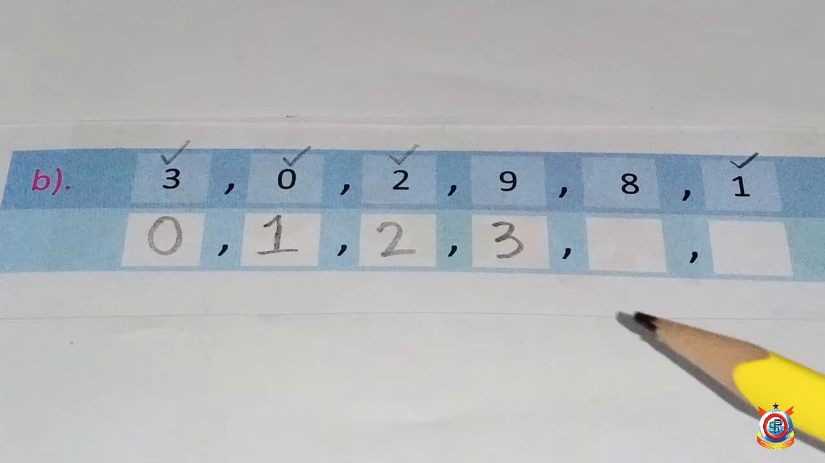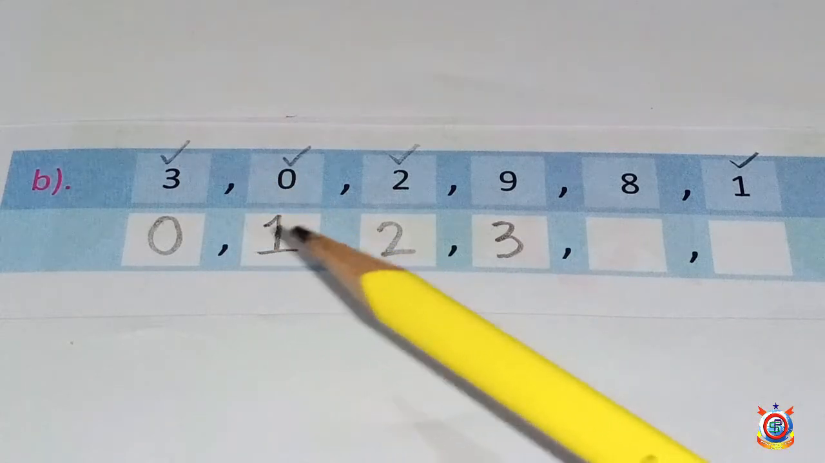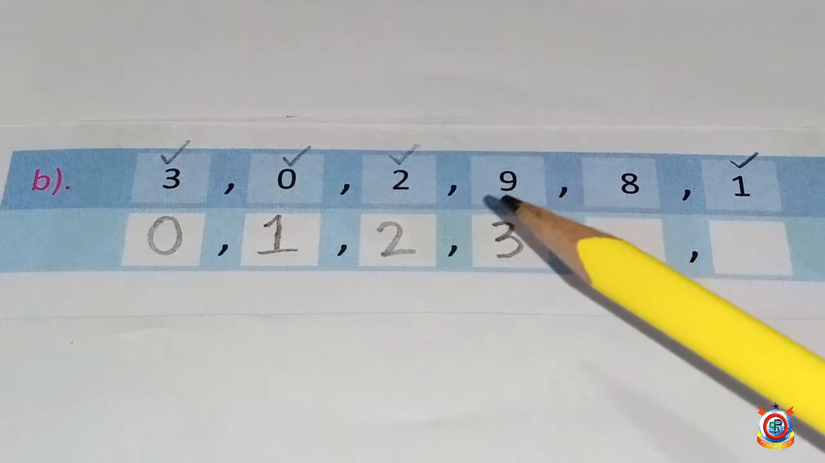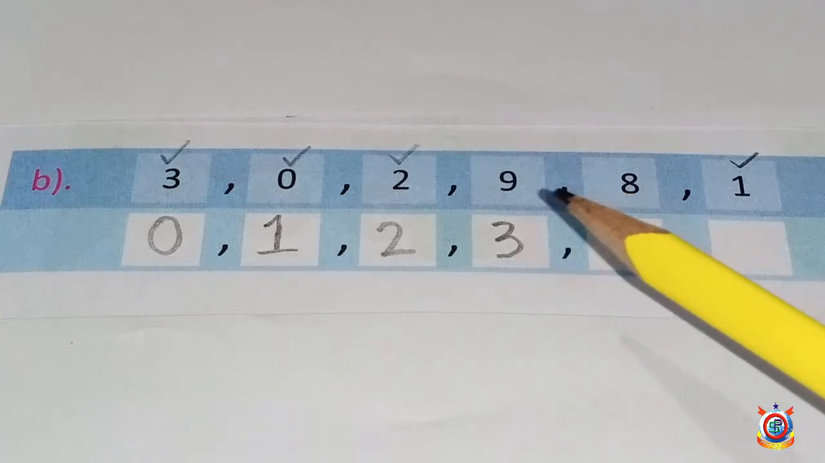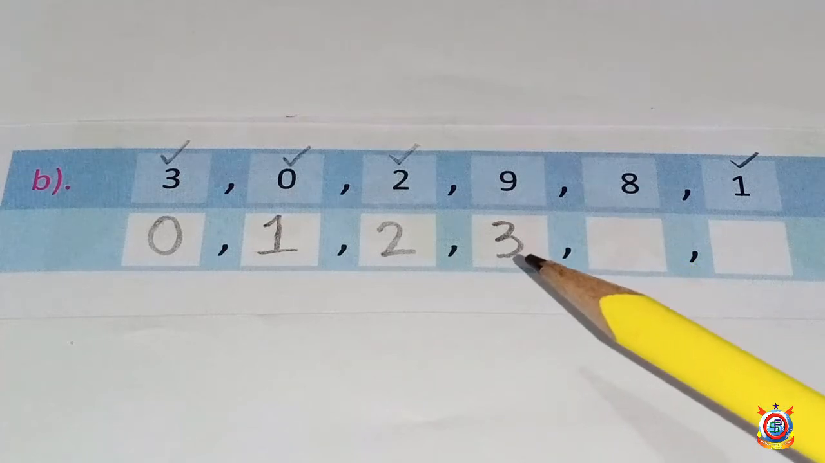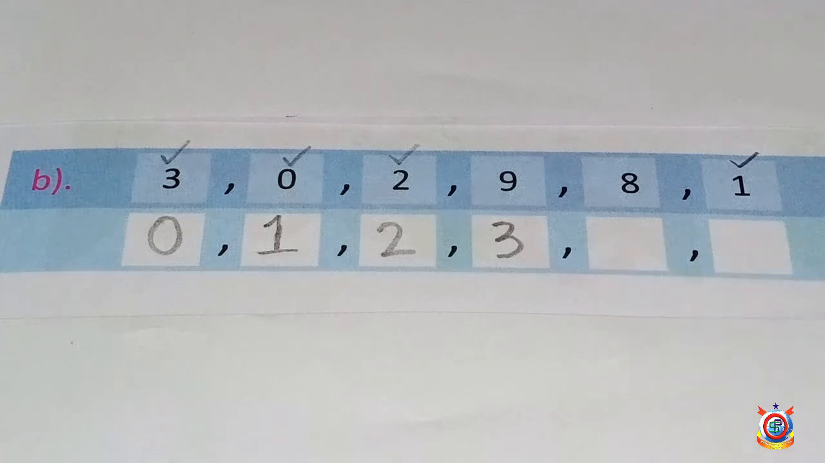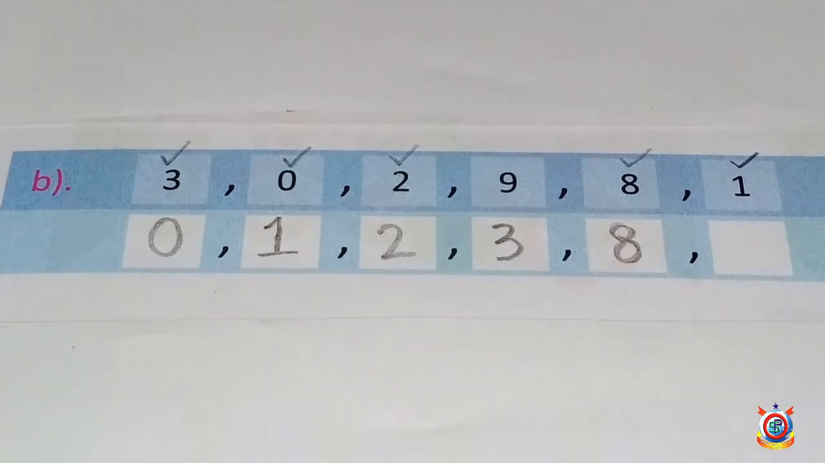So students, we have written here 3, and we have also put a tick over here. After this, we know that there are only 2 numbers left, 9 and 8. So after 3, which number will come? Very good, excellent. 8 will come here. Let's write with me. And we have written here 8.